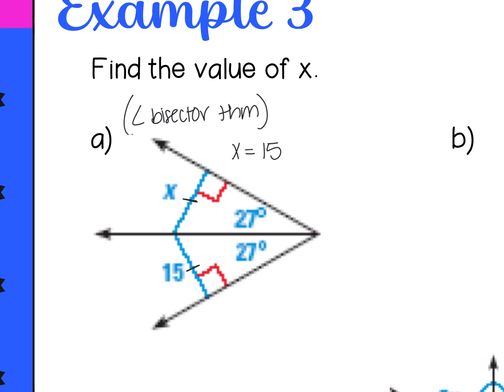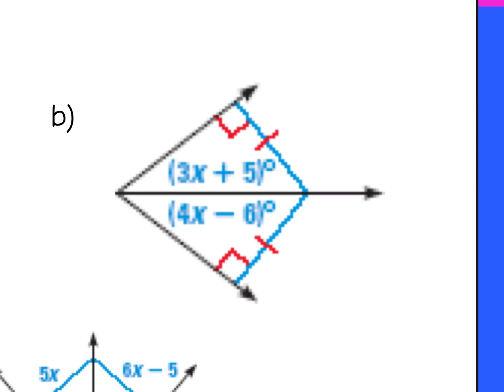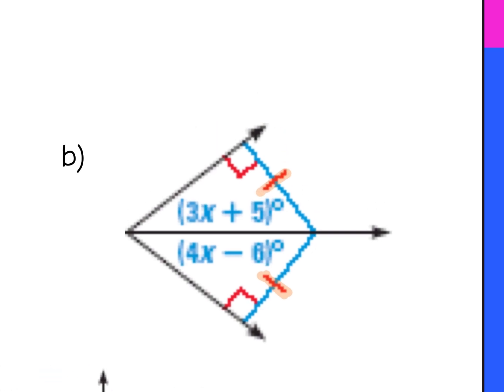All right, looking at B. What are they telling me is congruent? Are they giving me my angles are congruent or my segments are congruent? My segments, they're showing me using those segment symbols, which are right here. So is this angle bisector theorem or converse of angle bisector theorem? Good. This is going to be converse of angle bisector theorem.